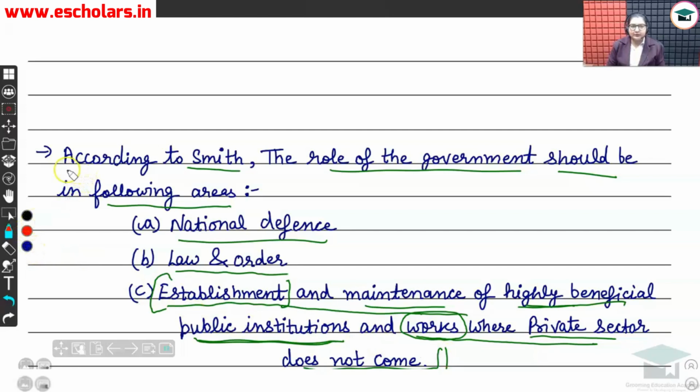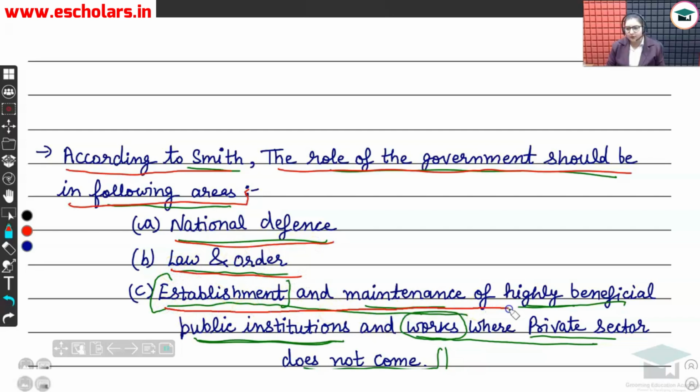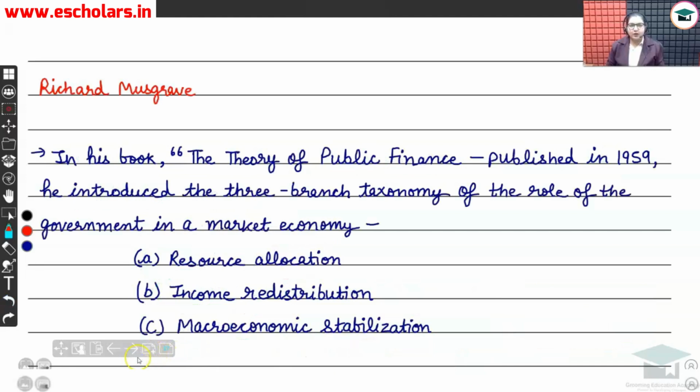Now let's recall it. According to Smith, the role of the government should be in the following areas. First, national defense. Next, law and order. Next, establishment and maintenance of highly beneficial public institutions and works where the private sector doesn't come. So this is all about Adam Smith's views on the role of the government. Now we will go through the views of Richard Musgrave on the role of the government.